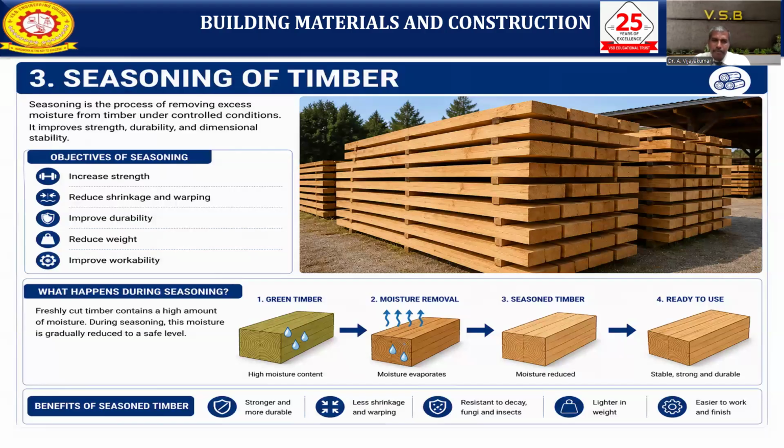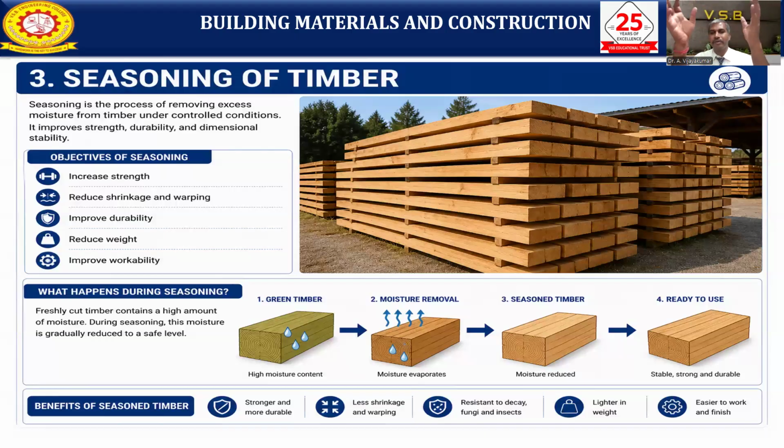What will happen when we cut the tree and keep it somewhere? How does seasoning happen? Freshly cut timber contains a high amount of moisture. During seasoning, this moisture is gradually reduced to a safe level. When you cut the tree, you will see a green color because of the high moisture content. Then we need to remove the moisture.